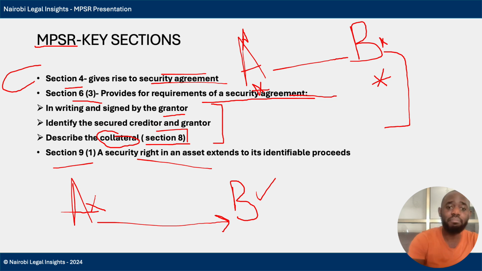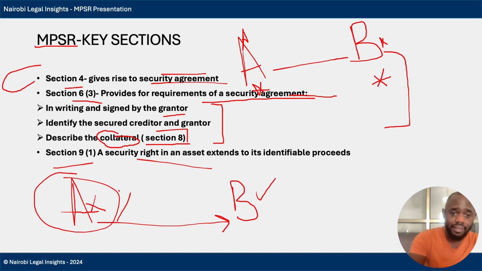person A has been making some money from that shop and it's in the bank, and over time person A is defaulting. This means by virtue of the security agreement that was signed, once person B wants to recover their money, they can come after the stock of person A to sell it and recover their money, and they can go after money that person A has been actually putting in the bank. Because remember, those are identifiable proceeds that are actually coming from this particular shop. So a security right in an asset extends to its identifiable proceeds.